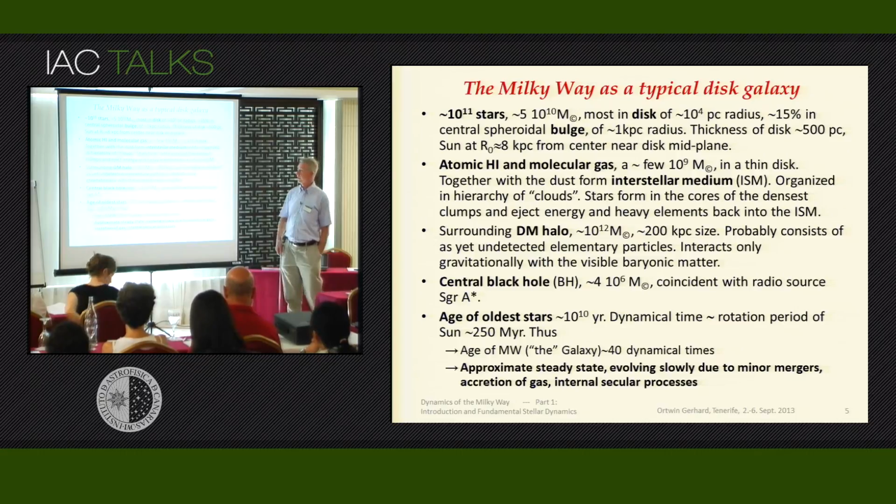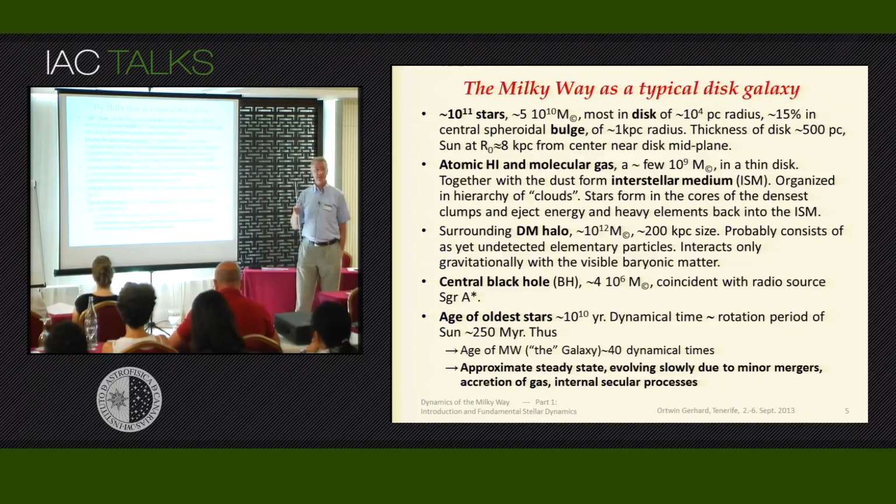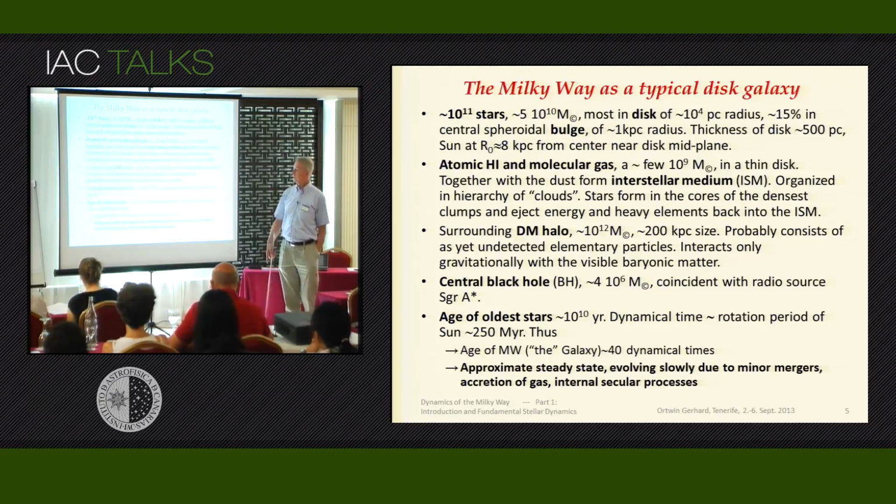And what we know is that it interacts with the rest of the matter in the Milky Way only through gravity. And then again, typical, we have a black hole in the center of our Milky Way. It happens to be about 4 million solar masses. It's coincident with the radio source Sagittarius A star and rather close to the center of the galactic coordinate system.